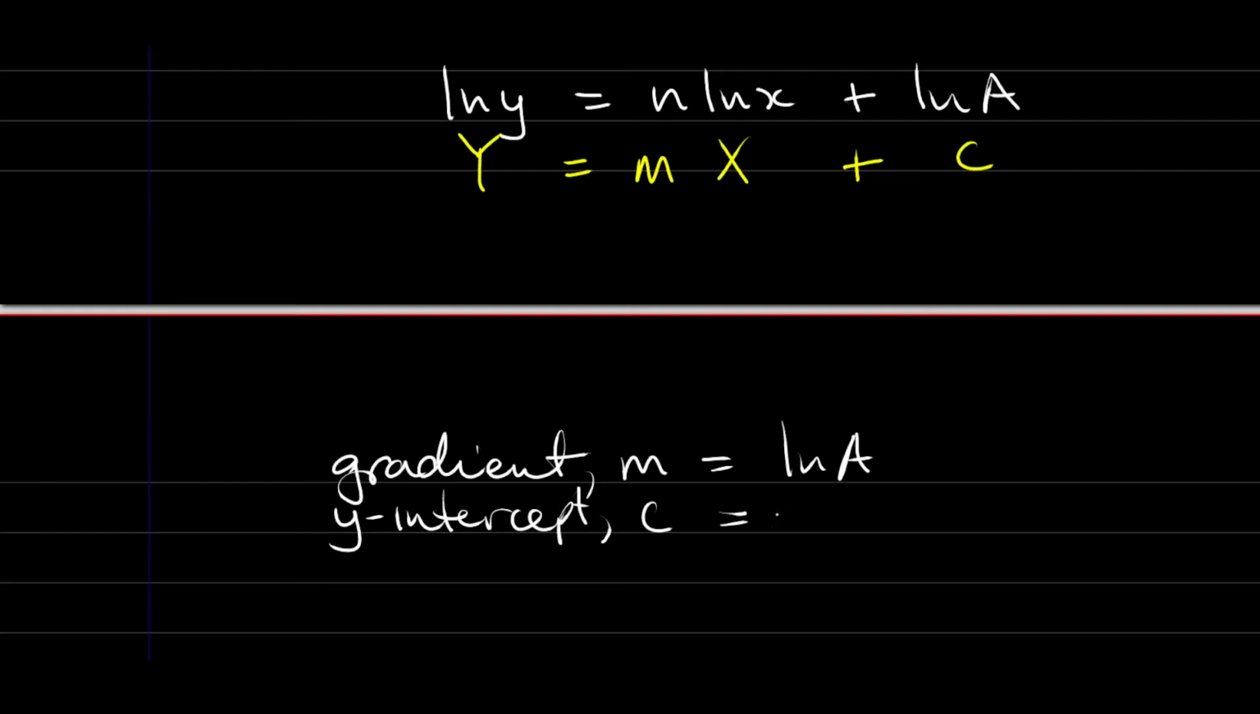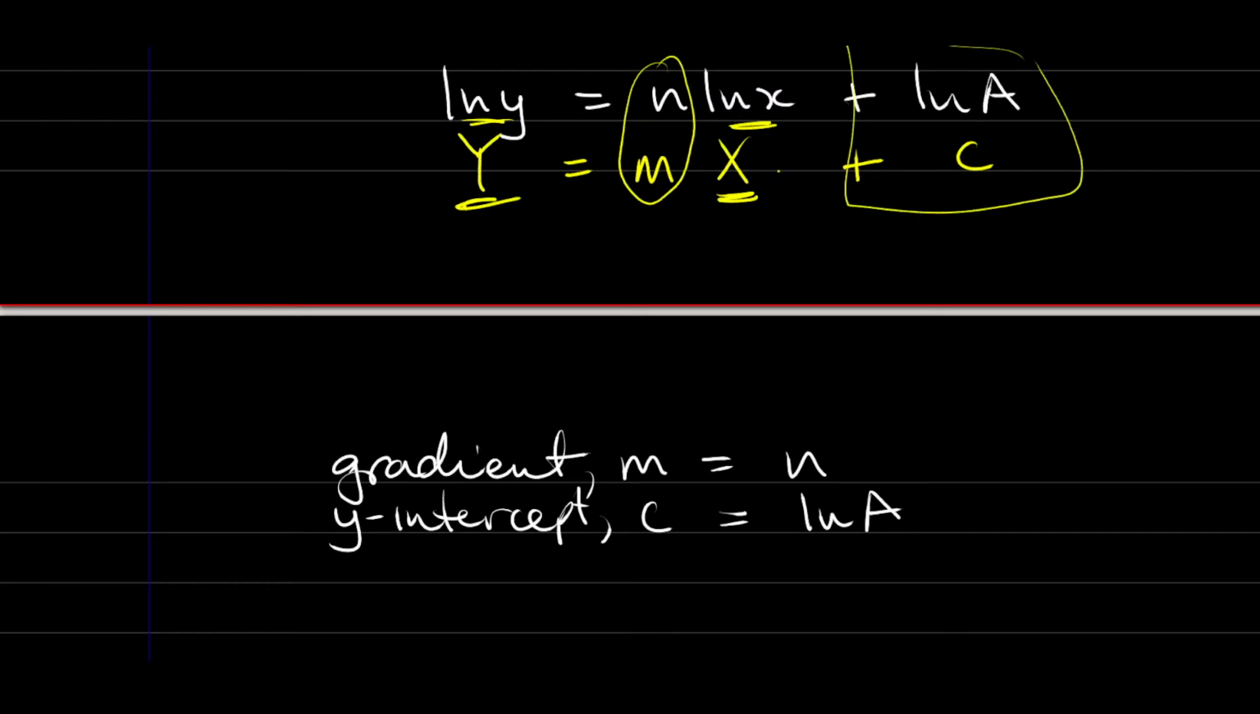Y-intercept c is equal to, sorry, not ln, is equal to n. No. Why am I writing craziness? This is n, and this is ln A. Gosh, right? Because look at it, it compares here. Variable, variable, variable, variable. Gradient is with this x variable, and this here is the intercept.